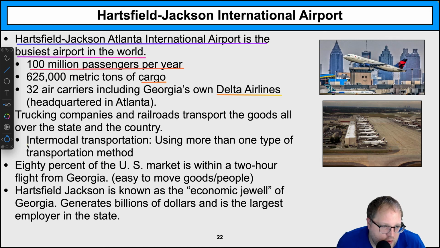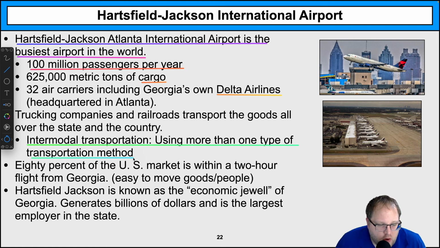We need to know this term right here. It's called intermodal transportation. Intermodal transportation is when you use more than one type of transportation system to move goods from one place to another. So if your goods were delivered into the state of Georgia through the airport, and then they were delivered to their final location using a truck, that would be intermodal transportation.